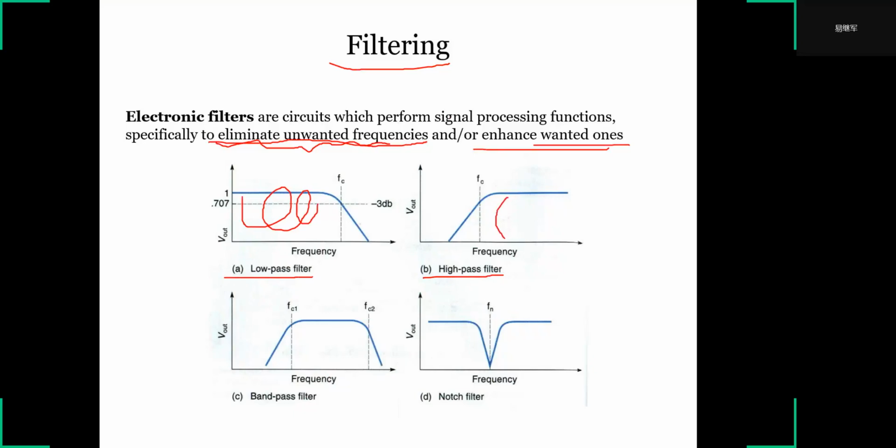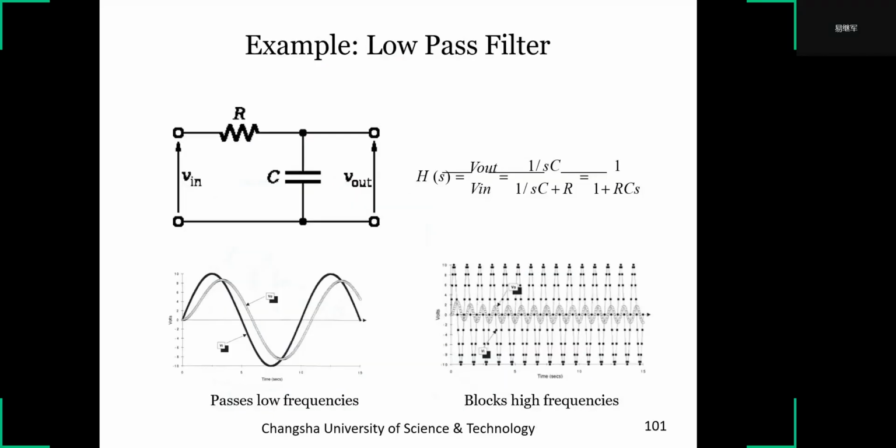A high pass filter: the signal higher than this point can pass. This is a band pass filter. This is a notch filter: here cannot pass, here can pass. This is a low pass filter example.